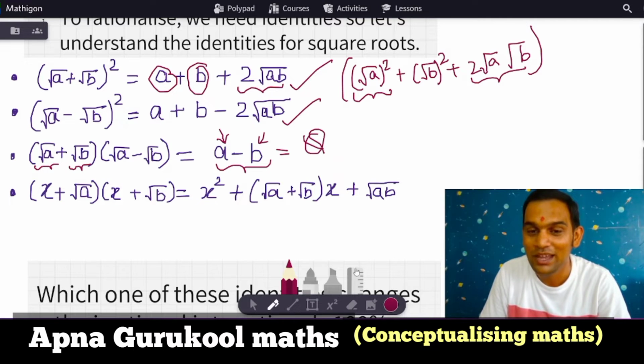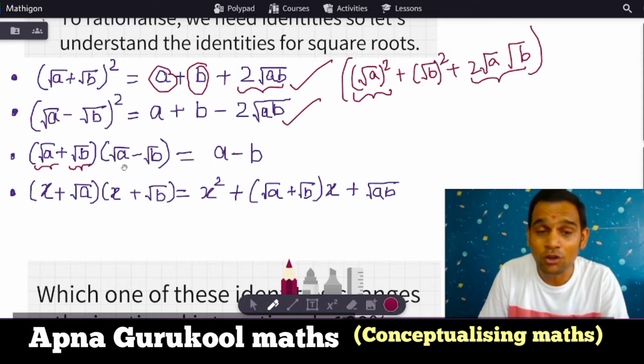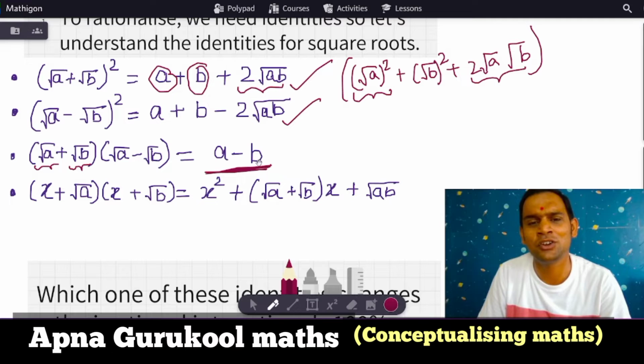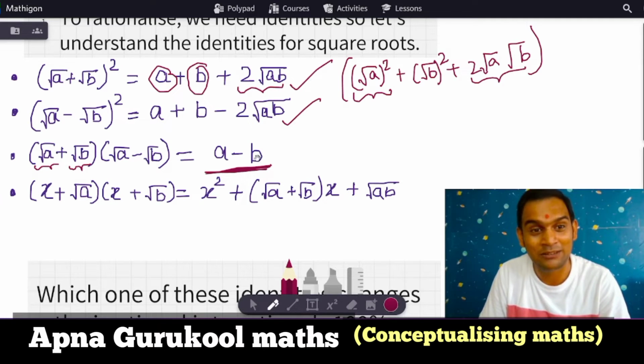Yes or no? That means if we follow this identity, square root of a plus square root of b multiplied by square root of a minus square root of b, then we are very much sure that we will get a rational number as a result. There is no possibility of getting an irrational number. That makes this product property very, very interesting. So remember this property for why.